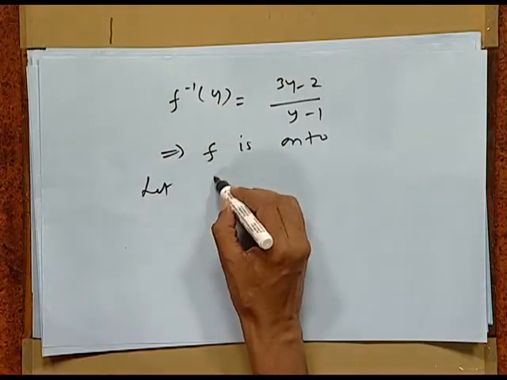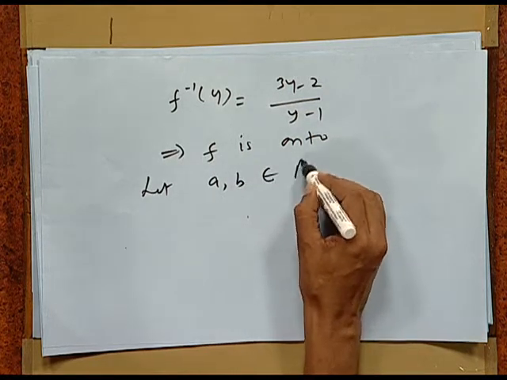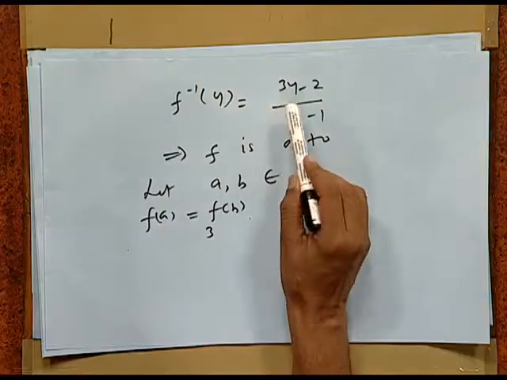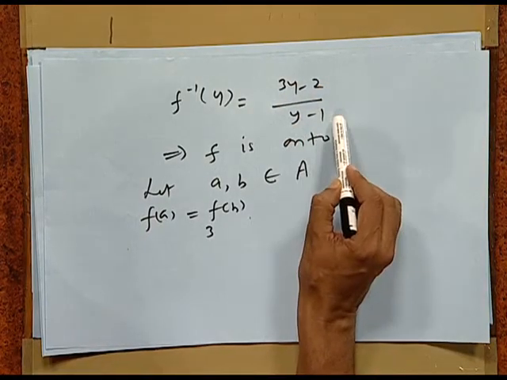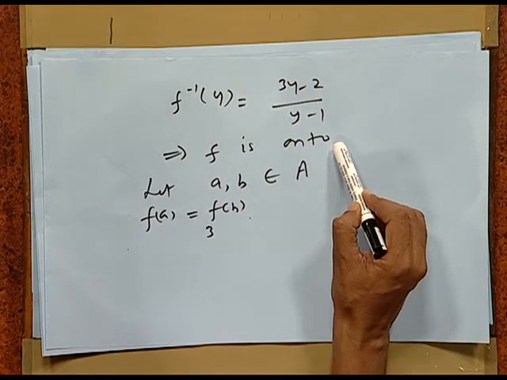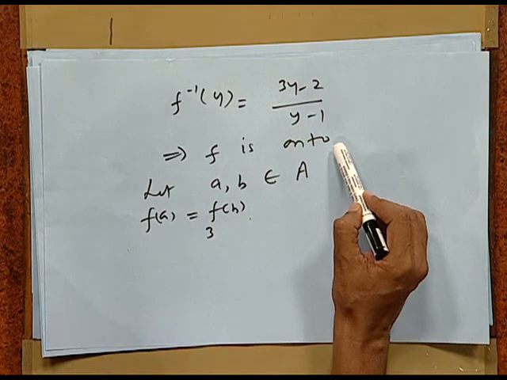Now, to prove the function is one-one, let us take two elements a and b from A. So, let a, b belong to A. Let us assume that f(a) equal to f(b). Thus, we have f inverse of y is (3y minus 2) upon (y minus 1), and hence we have f to be onto. Now, to show it is one-one, we take up two elements a and b from A.